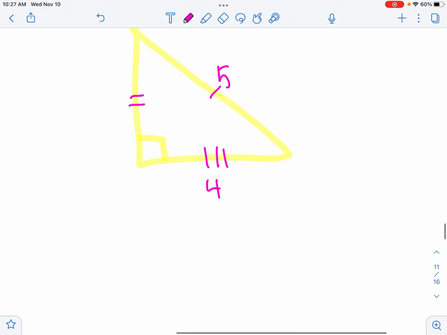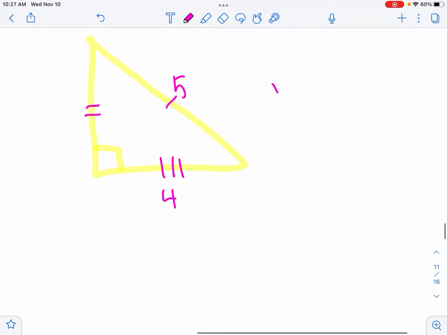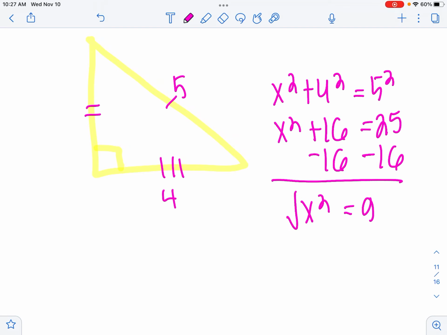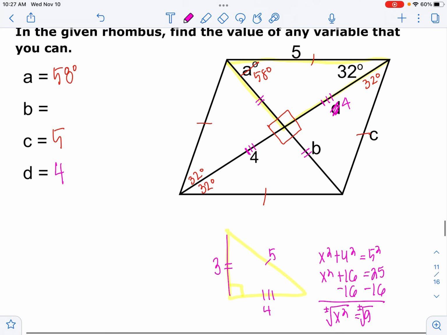So if you look at this, I can figure out the third side using the Pythagorean theorem. So I'm going to do x squared plus 4 squared equals 5 squared. X squared plus 16 equals 25. Subtract 16. X squared is equal to 9. And then take the square root, it can be a positive or a negative answer. So X is either going to be positive or negative 3. But this is a length, so it's got to be a positive 3. So I can label this with a positive 3. That means B is 3 also.